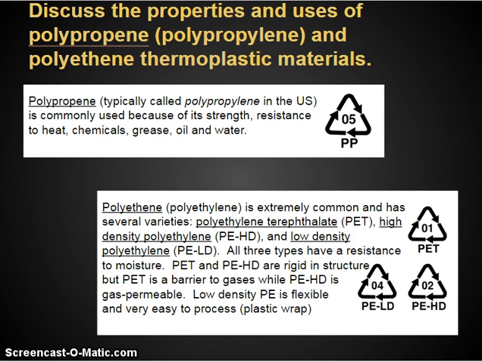High density polyethylene is more rigid, and it's gas permeable. So high density polyethylene allows gas to pass through it. It doesn't typically allow liquids, but allows gas to pass through it. High density polyethylene is used to make milk jugs and containers for laundry detergent. Those hard plastic containers are typically high density polyethylene.